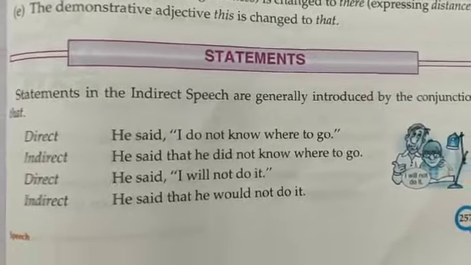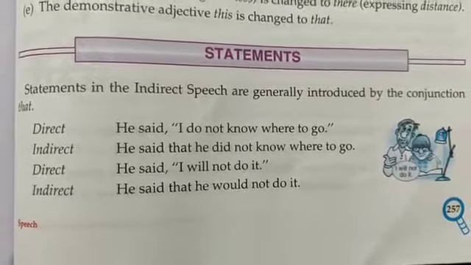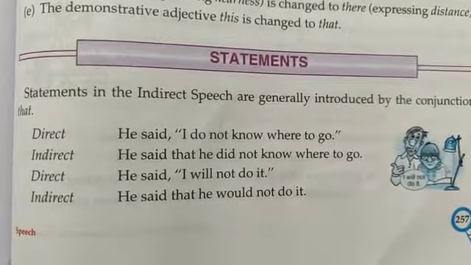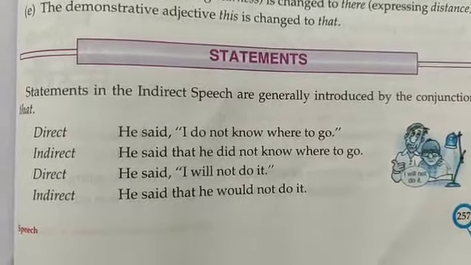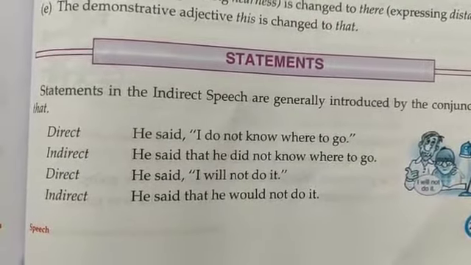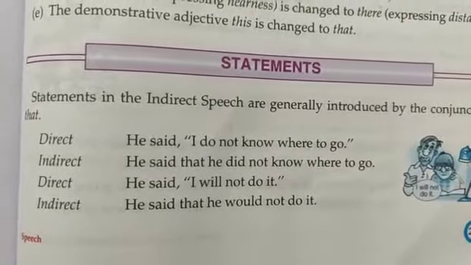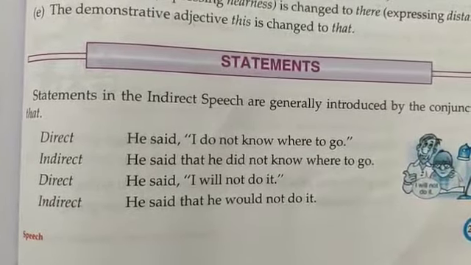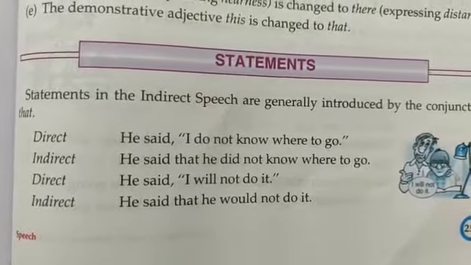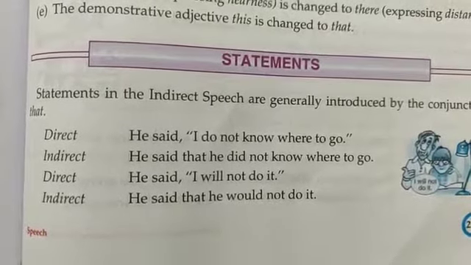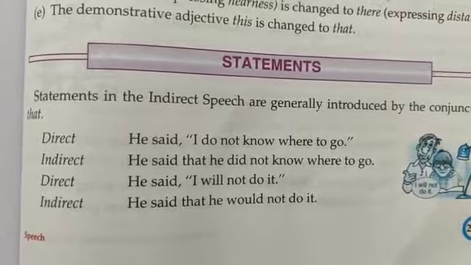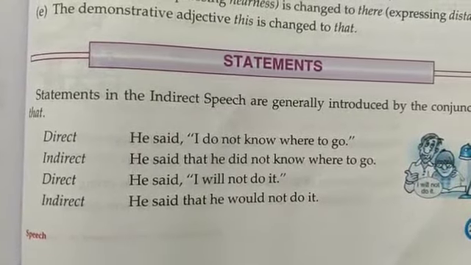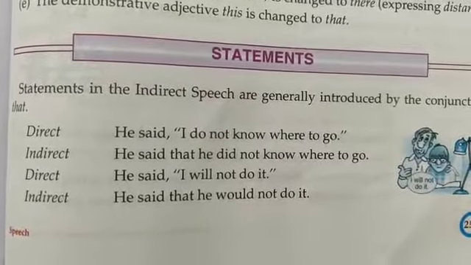And when you are solving or attempting such direct to indirect speeches, please make sure that you put your punctuations at the correct place or you lose marks. Now let us see. He said, inverted commas begin, I will not do it, full stop, inverted commas close. Now let's see the indirect: he said that. Again, pronoun I in the first person has changed to pronoun he in the third person. Will has become would not do it.